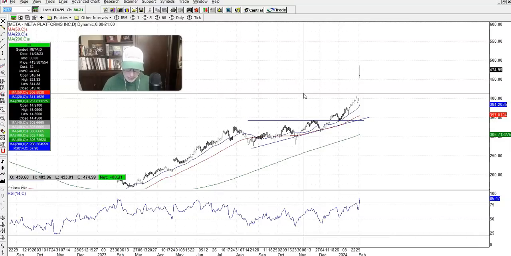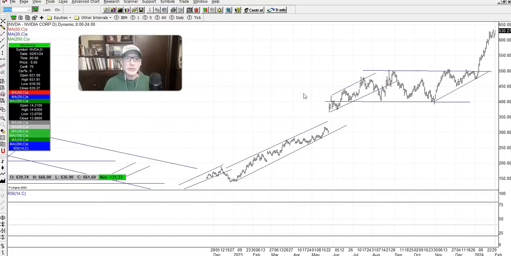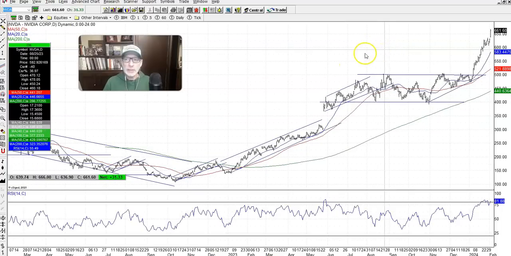Let's look at Nvidia, just another monster stock. We look at Nvidia every week because it's one of the stocks that drives the market.